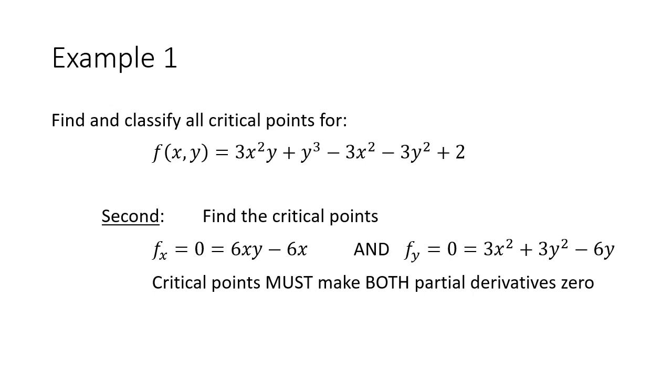Well, now we have to find those critical points. Again, the critical points have to make both of our partial derivatives 0. So we're setting both of our partial derivatives equal to 0. Now we have a system of two equations with two variables, x and y.